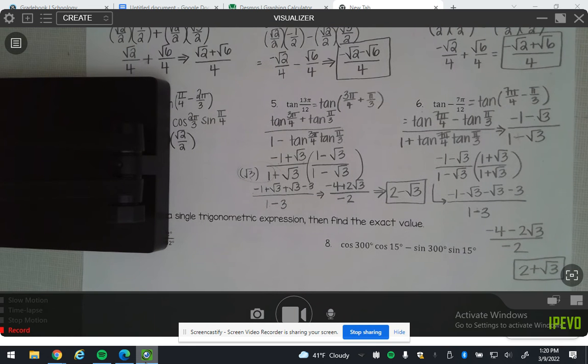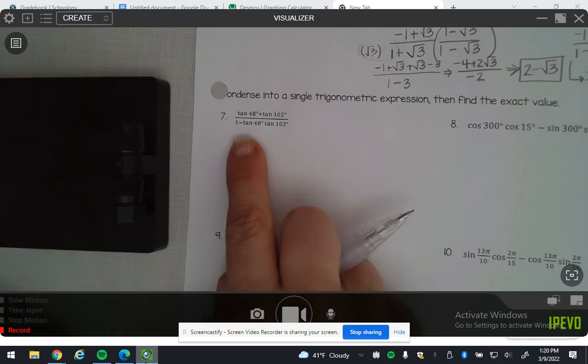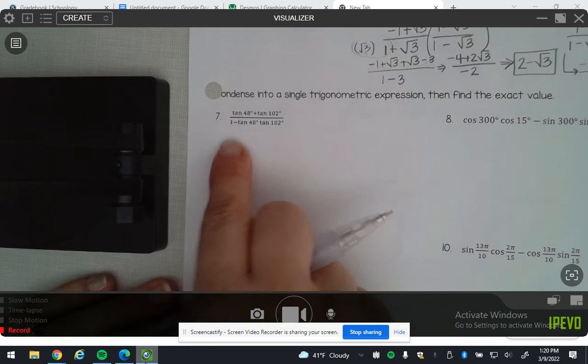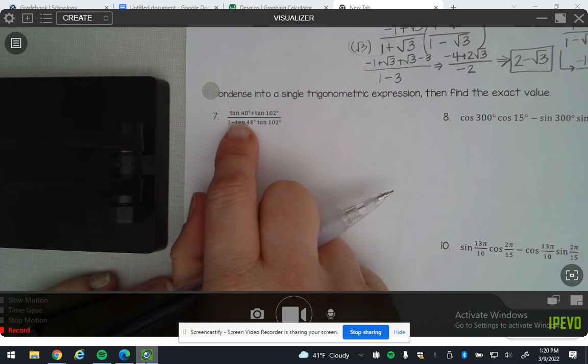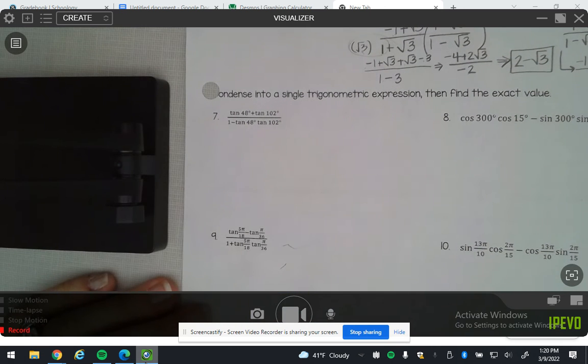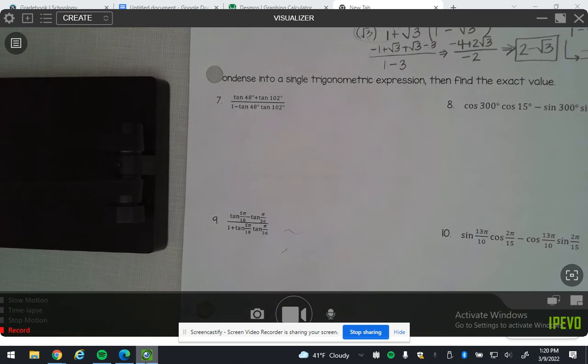7 through 10 are easy, but you have to work backwards. Look at 7. What's the only thing you see in there? You see tangent, yes? And you see a fraction. So that means I need to go to my tangent sum and difference formulas. Which one does that look like? It looks like the sum because it's always on the top.